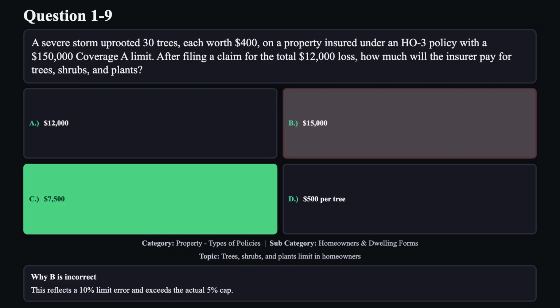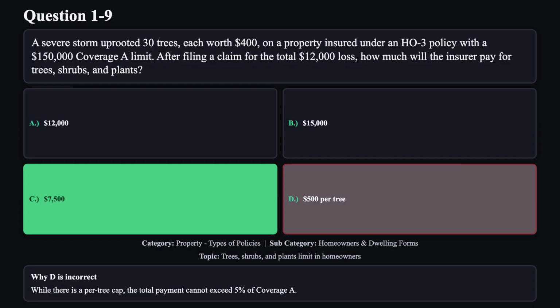Reason B is not correct. This reflects a 10% limit error and exceeds the actual 5% cap. Reason D is not correct. While there is a per tree cap, the total payment cannot exceed 5% of Coverage A.